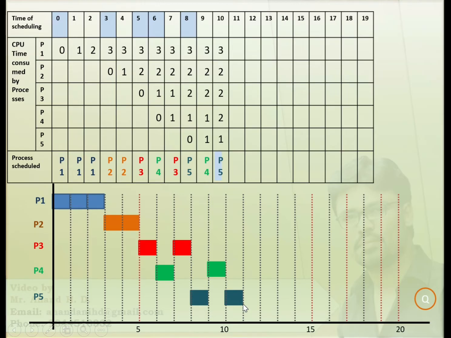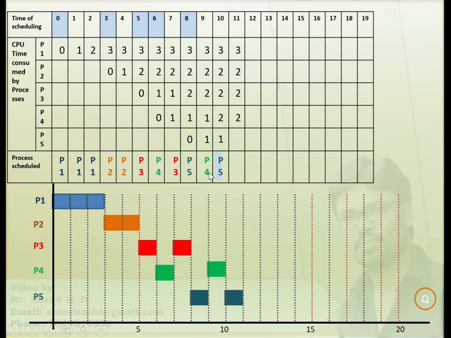So at 11 time units, there are only 4 processes in the ready queue: P1, P2, P3 and P4, with P1 executing for 3 time units, P2 executing for 2 time units, P3 also executing for 2 time units, and P4 also executing for 2 time units. So again, there is a tie situation between 3 processes: P2, P3 and P4. So if we look into these, P2, P3 and P4, we can see that P2 was serviced long back while P3 and P4 were recently scheduled, right?